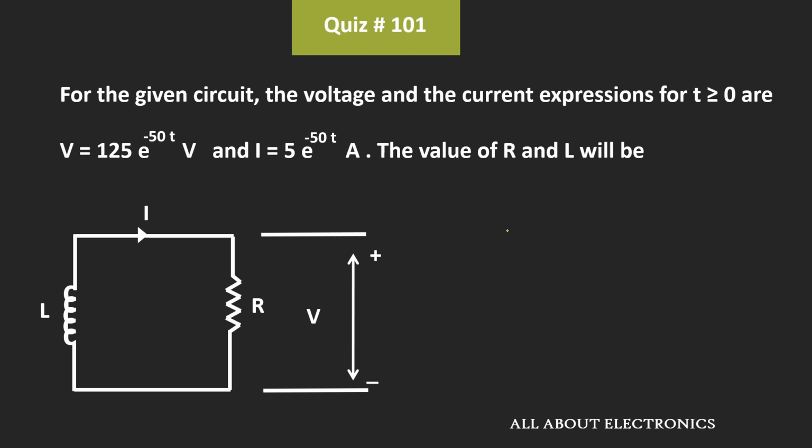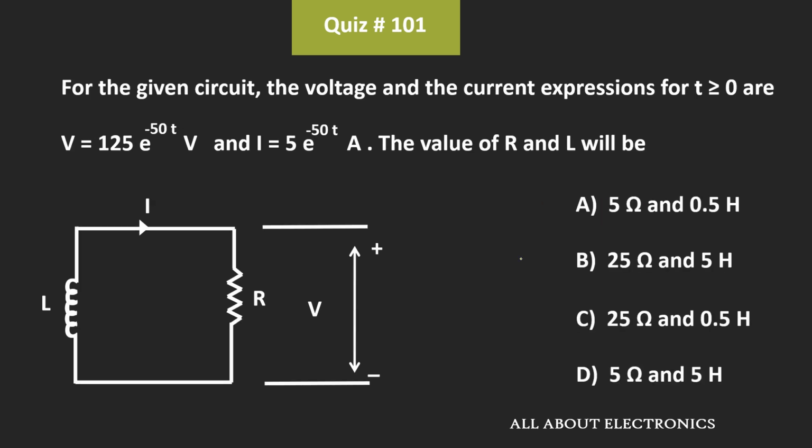So in this way, we got the value of R as 25 ohm while the value of L as 0.5 Henry. So from this, we can say that for the given question, C is the correct answer.